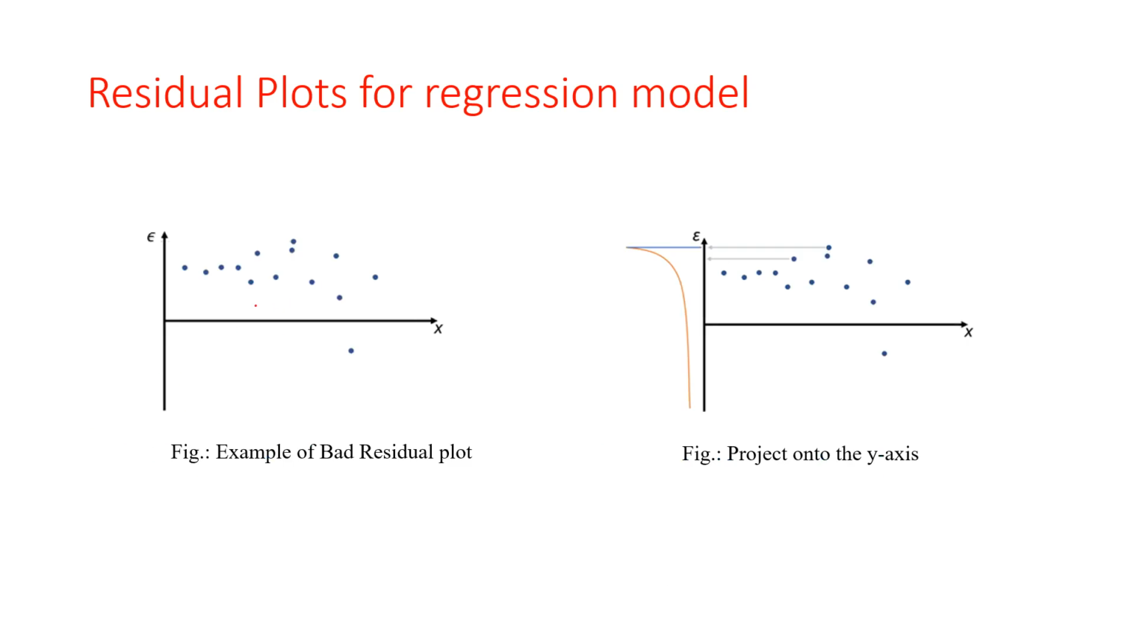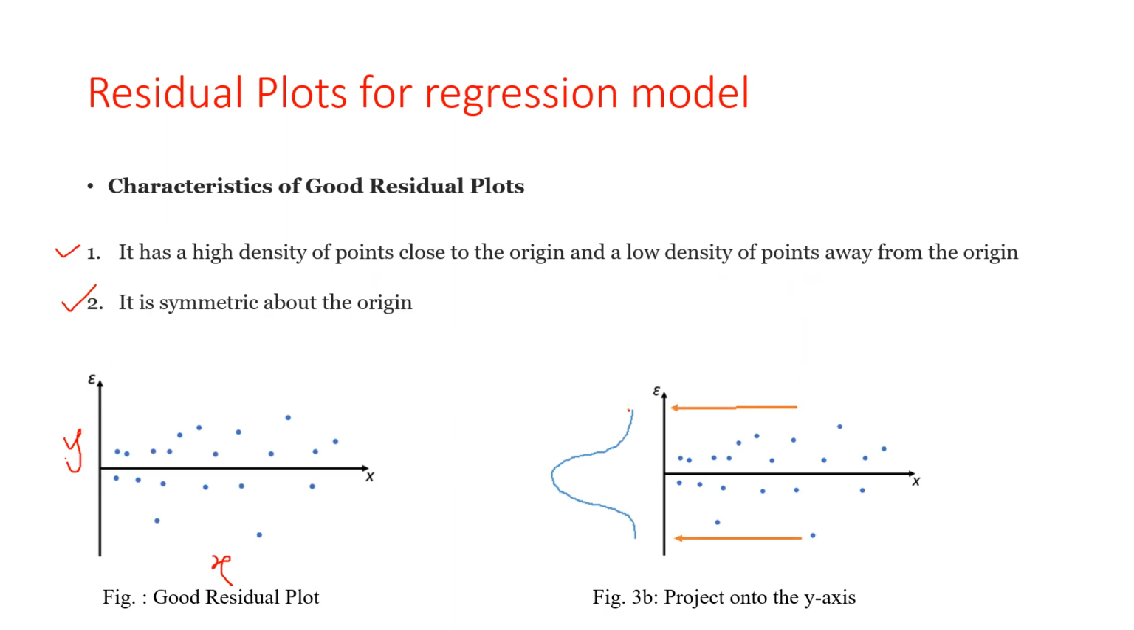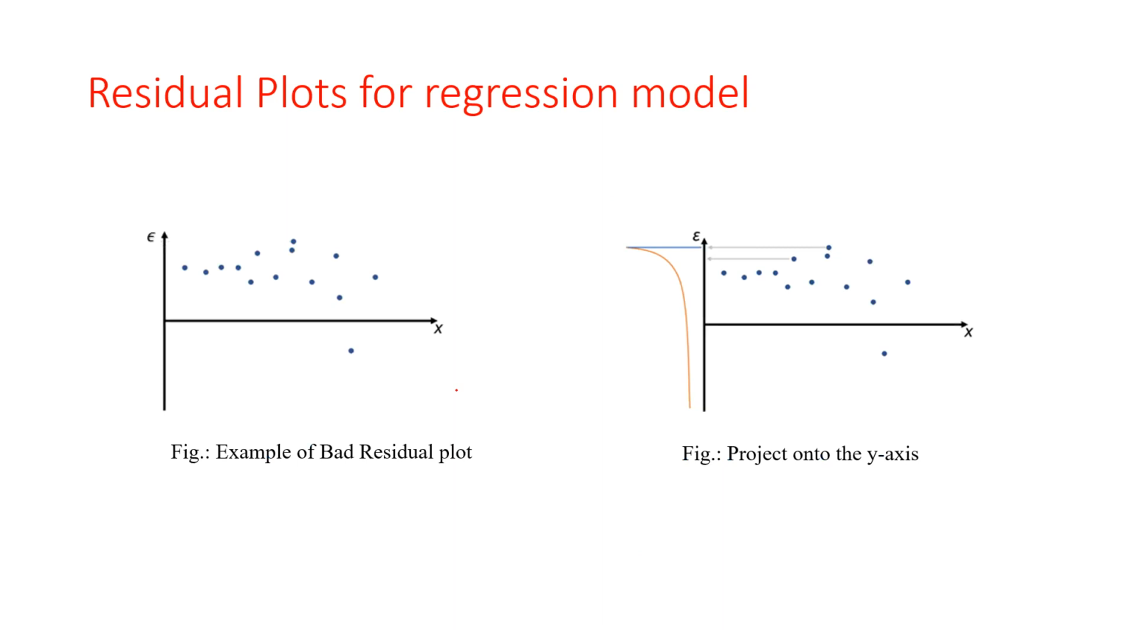This plot has a high density far away from the origin and a low density close to the origin. When we project the residuals on the y-axis, we get this type of density. We can see that the distribution curve is not normal. See here, the distribution curve is normal for this graph, so we get a good residual plot. But in this diagram, we get this type of projection, which is not a normal distribution. So this diagram is a bad residual plot.